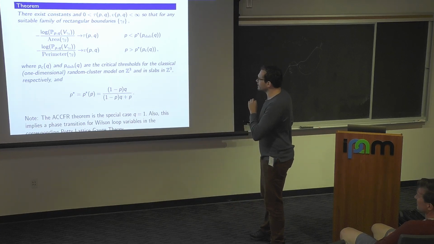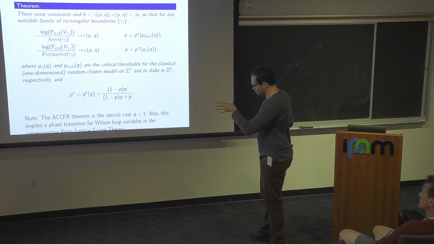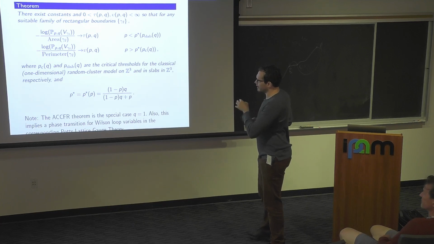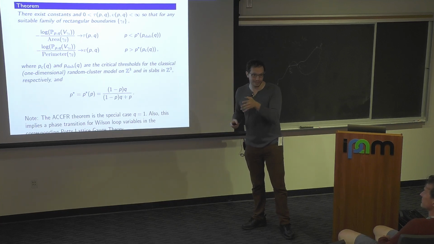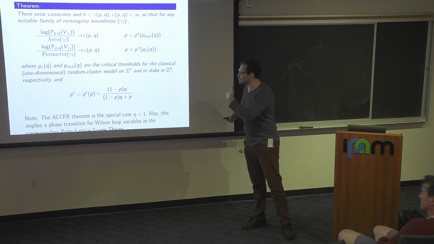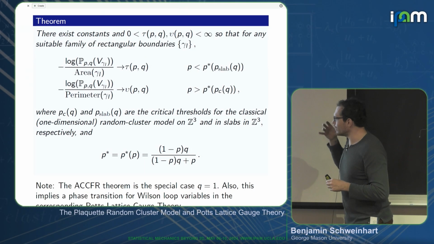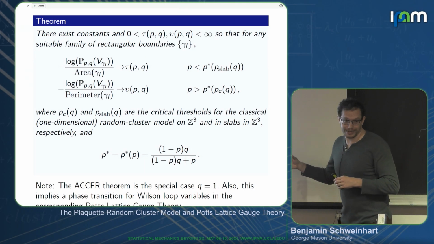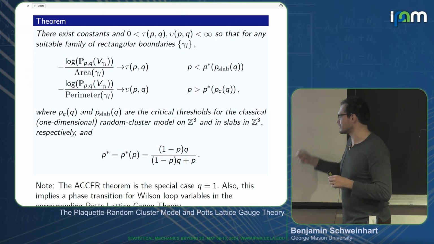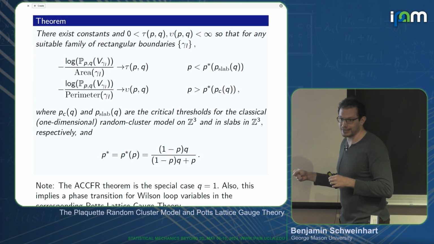And finally, let me note that with our connection correlation theorem, this implies the corresponding result for one-dimensional Potts lattice gauge theory on Z^3. That's, I guess, not quite finishing the program started by ACCFR, because we'd like to do this for other dimensions as well, but showing that there is this exact relationship between the Wilson loop behavior in Potts lattice gauge theory and this geometric effect.